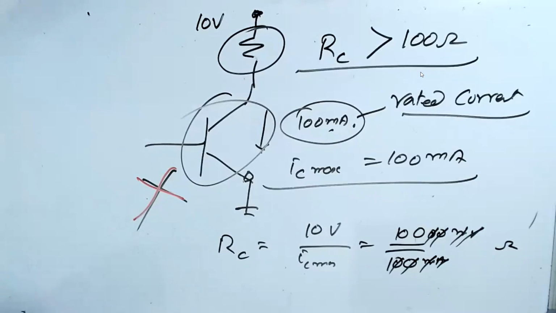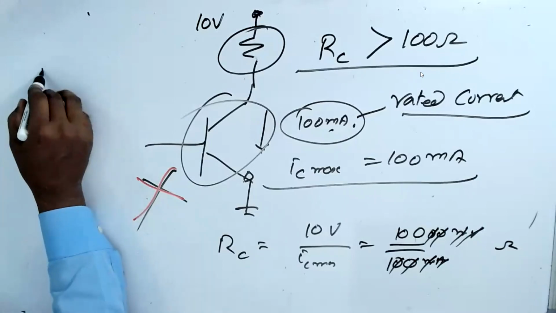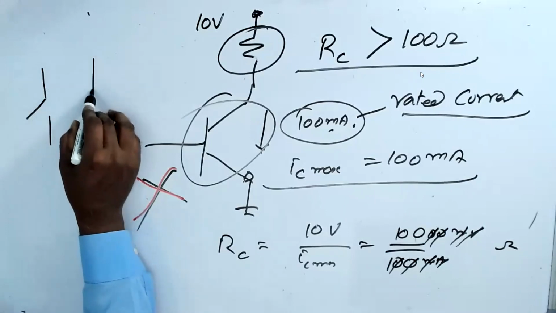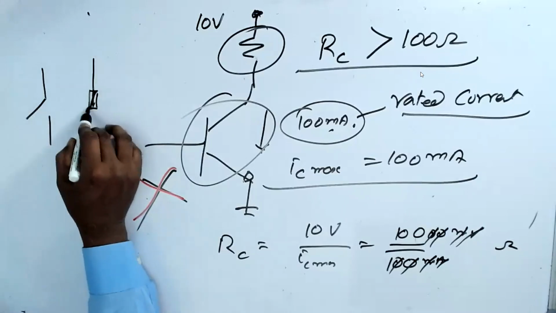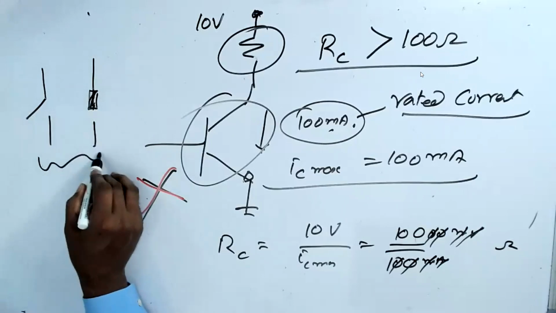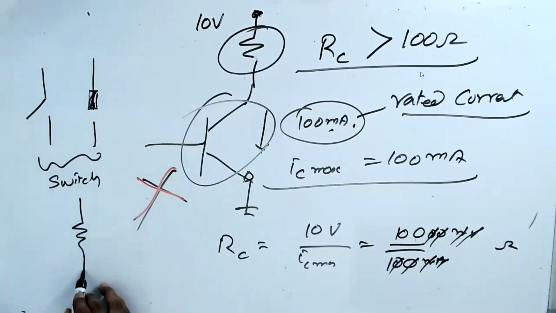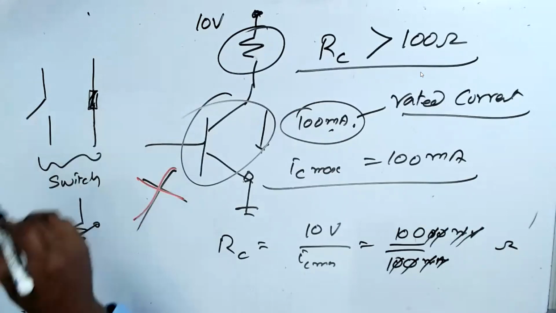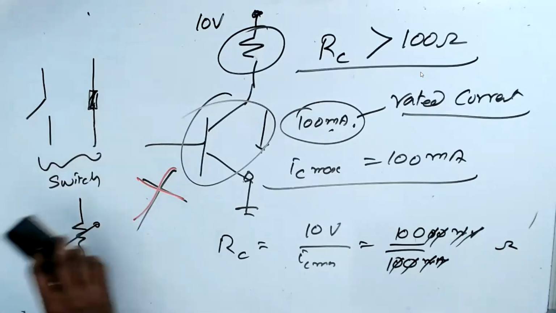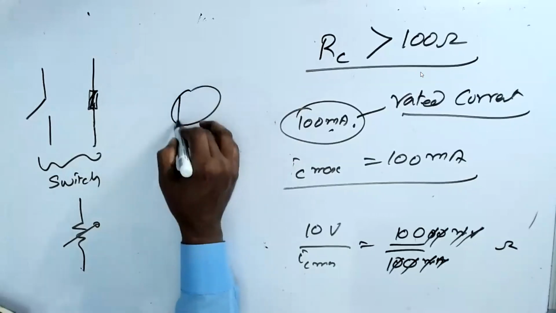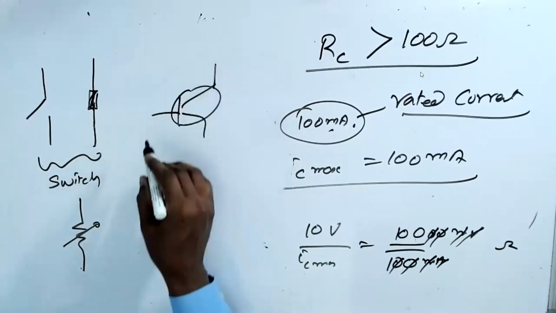We are able to use a transistor as a switch, off or on, or as a variable resistor. When I use it as a switch, they give this transistor a different name.